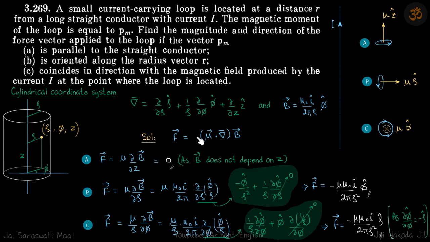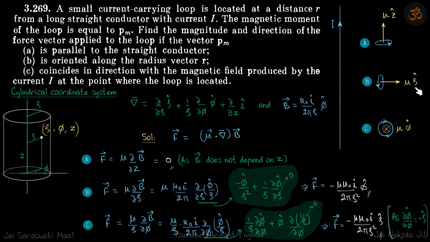So this will become mu into dou by dou z of the B vector, which is 0 because B is independent of z. If you go up or down, if you increase z but keep rho and phi constant, the value of B will not change. So B is independent of z, so this is 0.